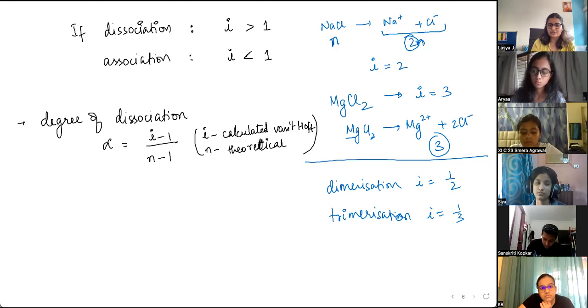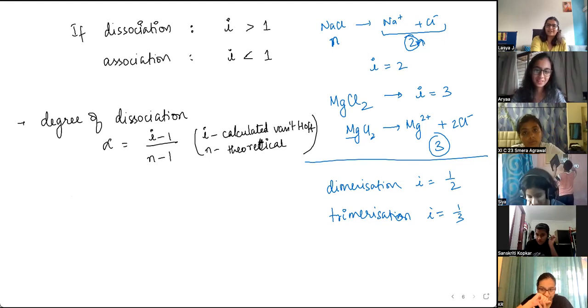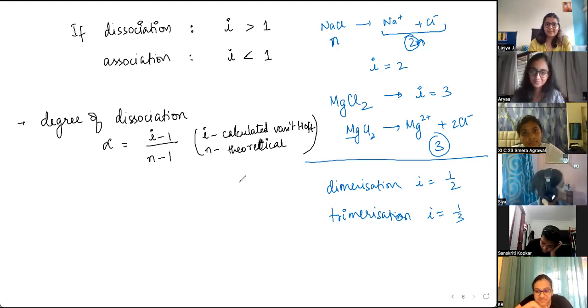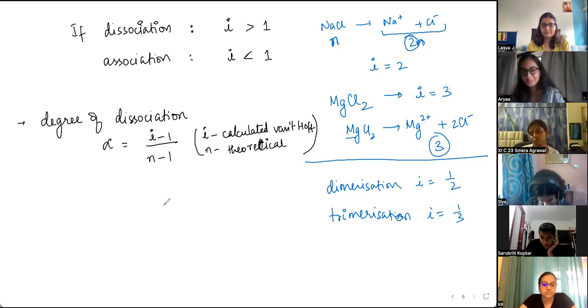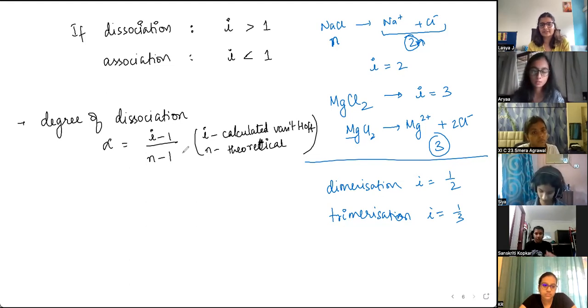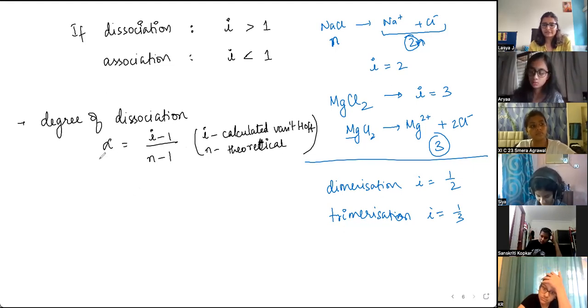I'll do one more question so that the context becomes clear, like where and how to use it. Also, in this case, we have to use alpha instead of I. No, it depends on the question, on what you're finding out and what values are given. So we'll do some example problems. Alpha is the degree of dissociation, right? So I basically relates to the total number of particles. So there are different things here.